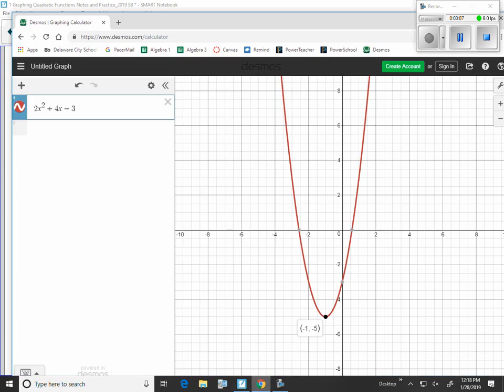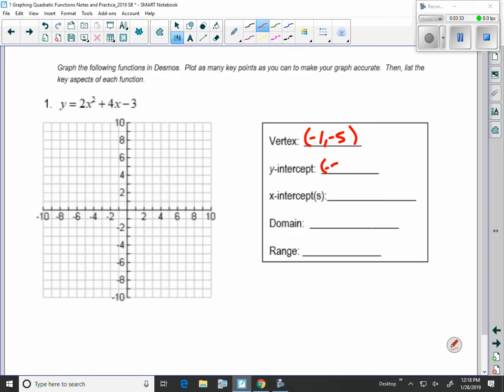Same thing with the x-intercepts. You can tap on them and it'll tell you what they are. Go ahead and write those down in your notes. I write them all down and then I plot them, but you can do it as you go if you want to. So -2.581 and 0.581. It's ugly.